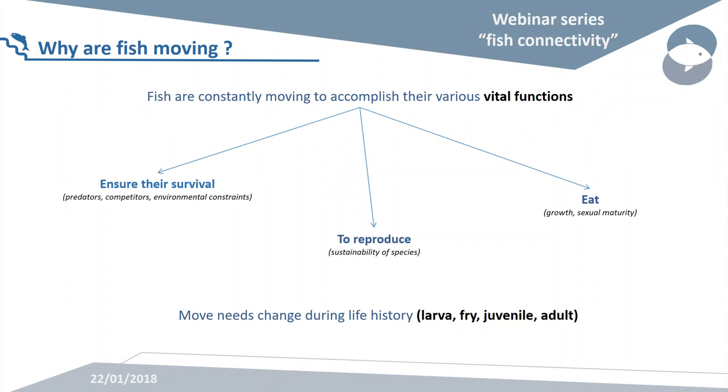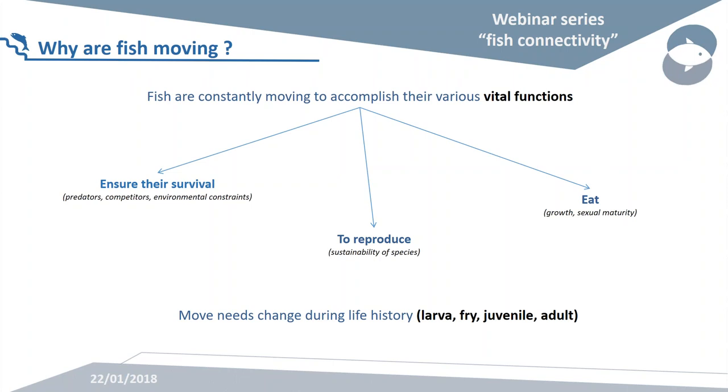And before talking about methods and tools, I would like to say a few words about why fish are moving. Any species of fish you consider is constantly moving to accomplish various vital functions in the river or in their environment. For example, to ensure their survival, to escape predators, or because of competitors for the same habitat, or because of environmental constraints, like pollution or floods.